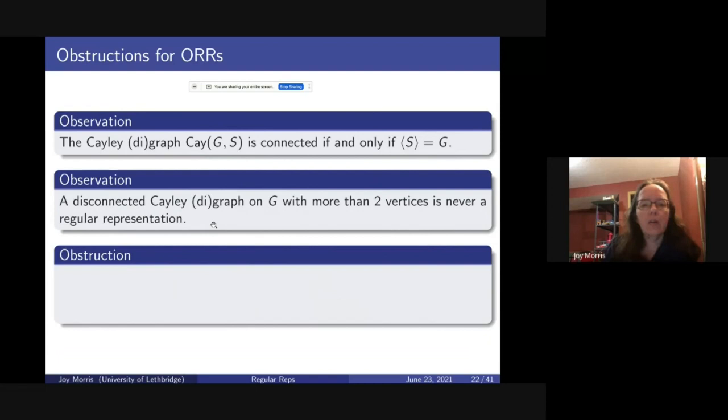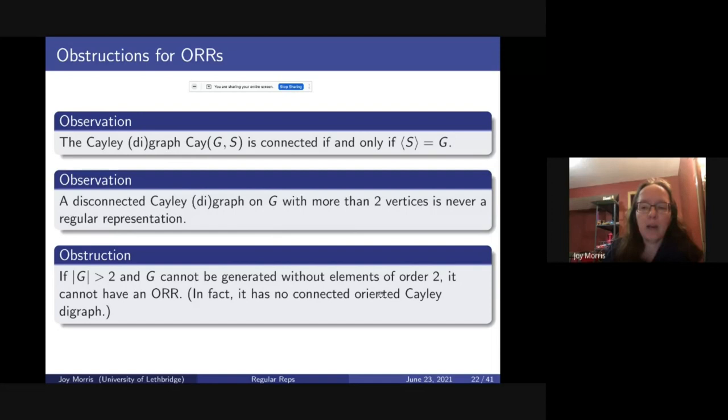So again, a Cayley digraph is connected if and only if its connection set generates the group, and a disconnected Cayley digraph that has more than 2 vertices, as I just proved, cannot be a regular representation. So if we have a group that has more than 2 elements and it can't be generated without elements of order 2, then it can't have an oriented regular representation, because for an oriented regular representation, remember, we need each edge to be an arc, to have a direction associated with it. And if we have an element of order 2 in our connection set, then its inverse is also in our connection set because it is its own inverse. Therefore, we get an edge from that rather than arcs, and so we can't get an oriented graph.